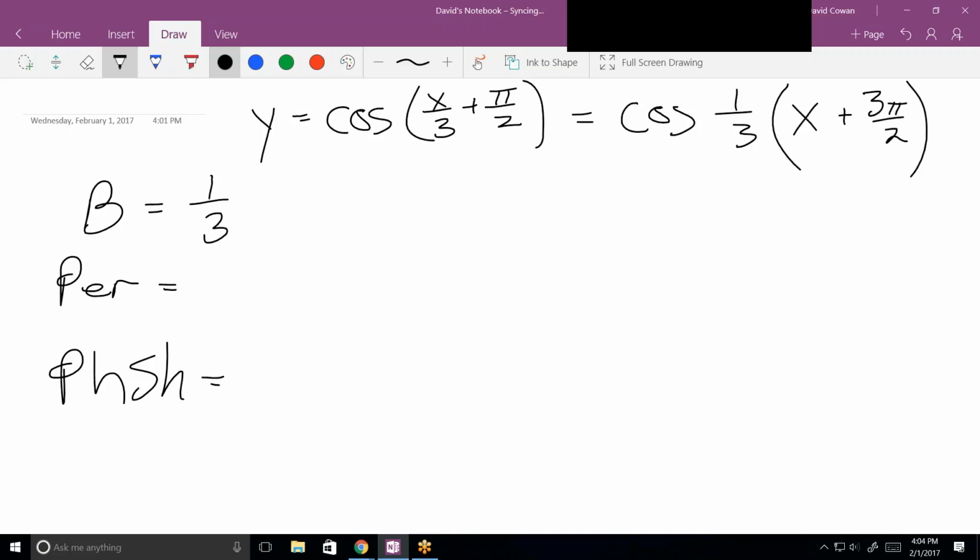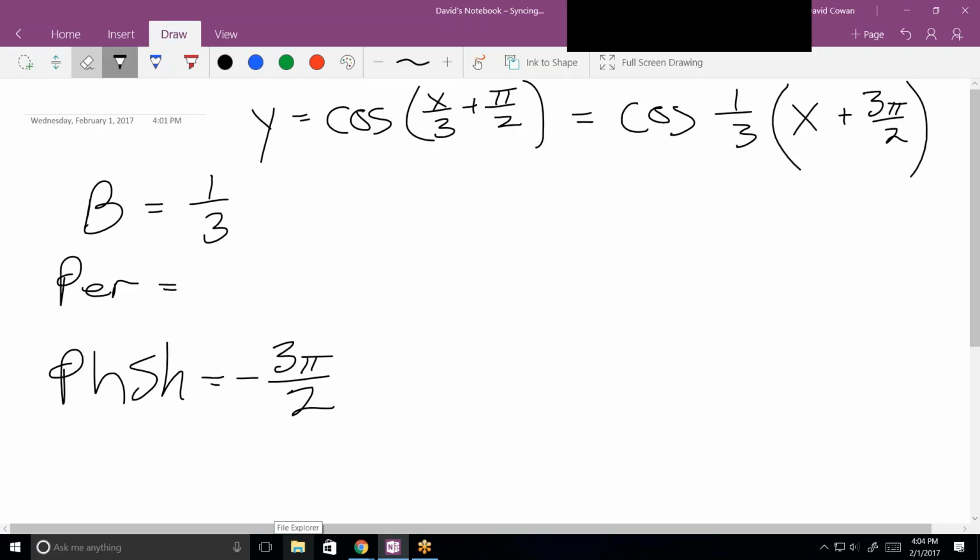Which way? Whenever you're talking about horizontal shifts, and that's what a phase shift is, you need to specify whether it's to the left or the right. Left. Negative. Yeah, I can designate that with a negative. The left is actually a little more specific because it tells you which way to go. Period is what? The period is 6 pi.